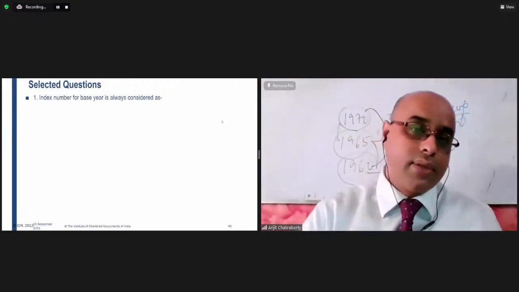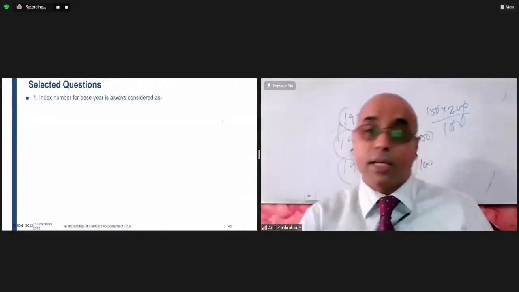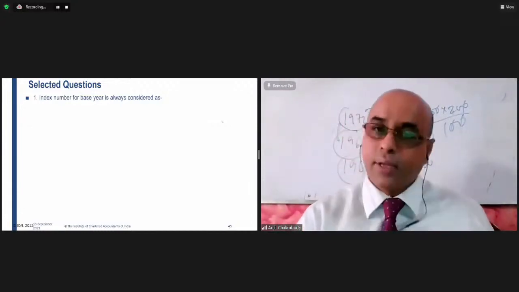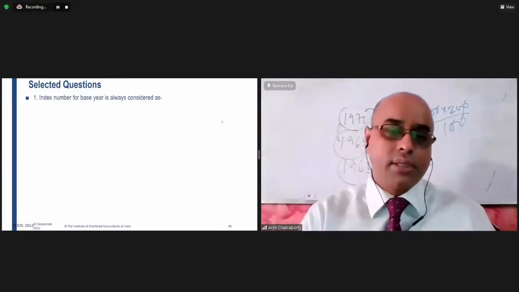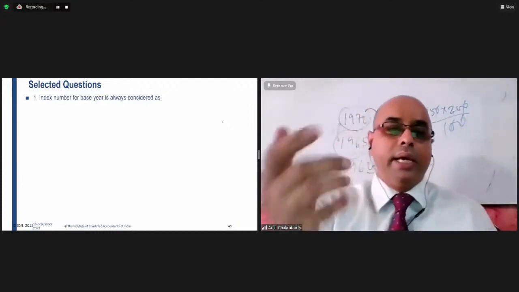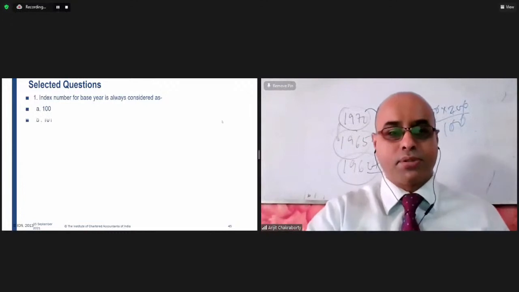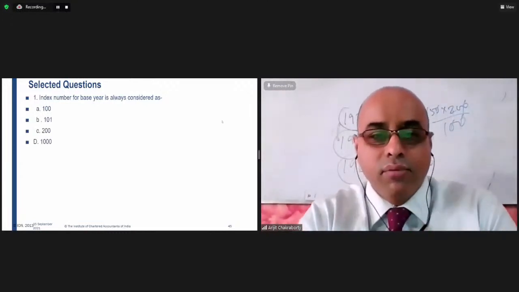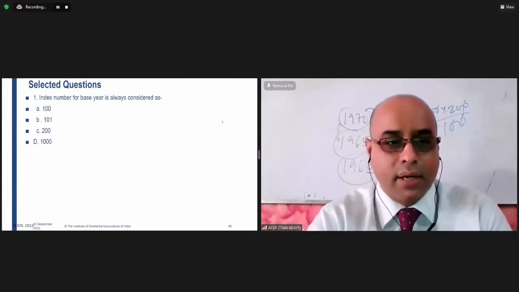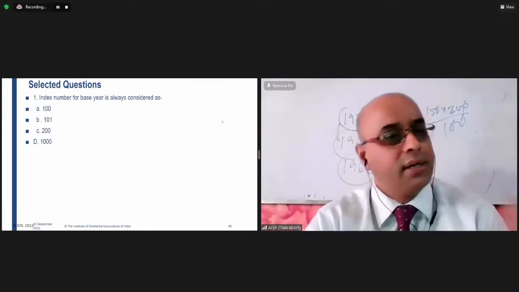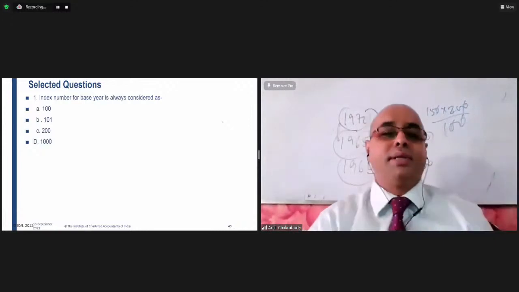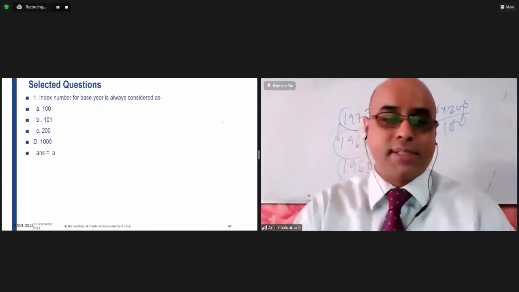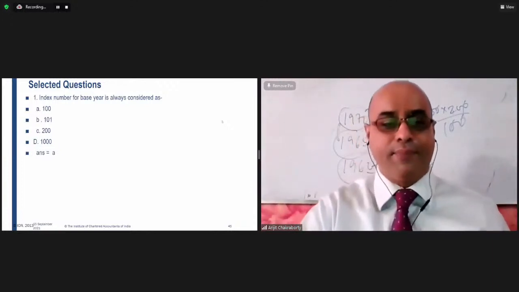If you get a question where the past year's index and the last period's index are given and you have to find the Fisher's index, that is very simple. Just multiply them, take the square root, and multiply by 100. Index number for the base year: let us see the options. Index number for the base year is always considered as what? 100, 101, 200 or 1000. We know that the index number for the base year is always 100, whether it's a quantity index or a price index. So the answer is option A.